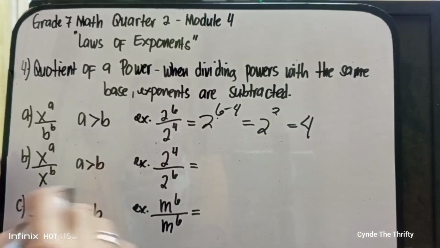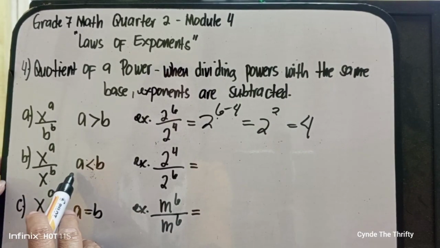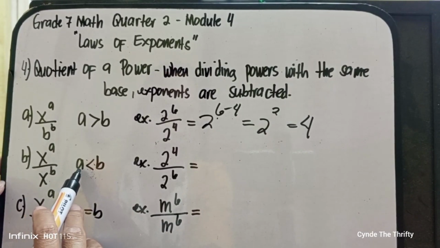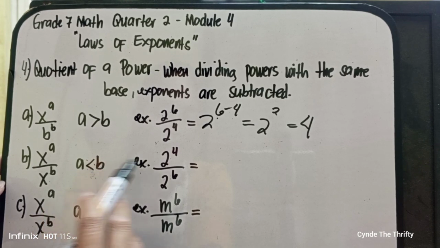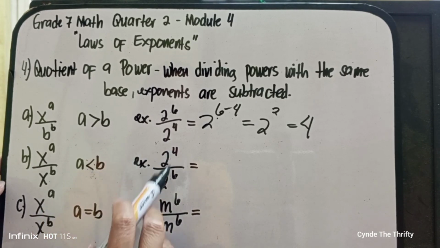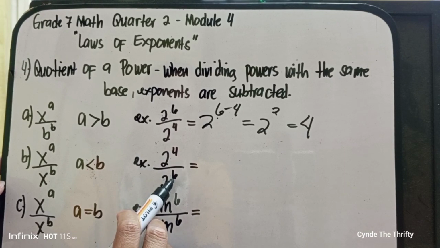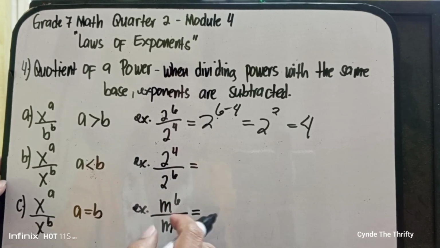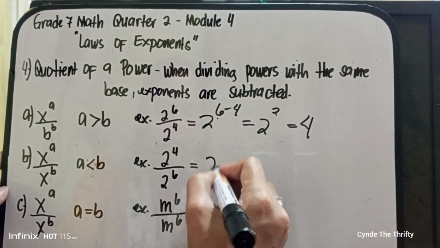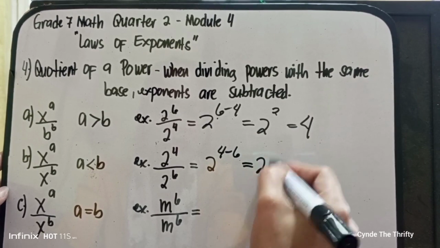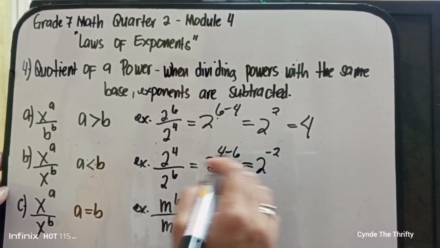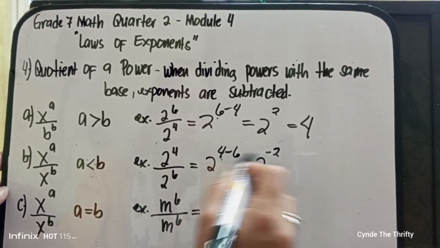Another instance is kapag ang exponent ng ating numerator is mas maliit kaysa sa ating exponent ng denominator. So, for example, 2 raised to the power of 4 divided by 2 raised to the power of 6. So, ang gagawin natin, subtract pa rin natin ang ating exponents. So, that is 2 raised to 4 minus 6, which is 2 raised to the power of negative 2, kasi 4 minus 6 is equal to negative 2.